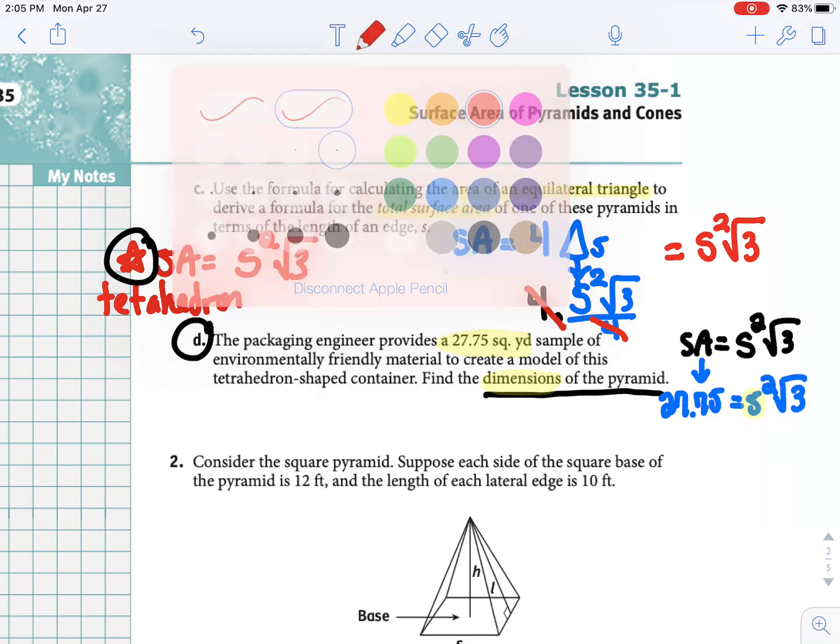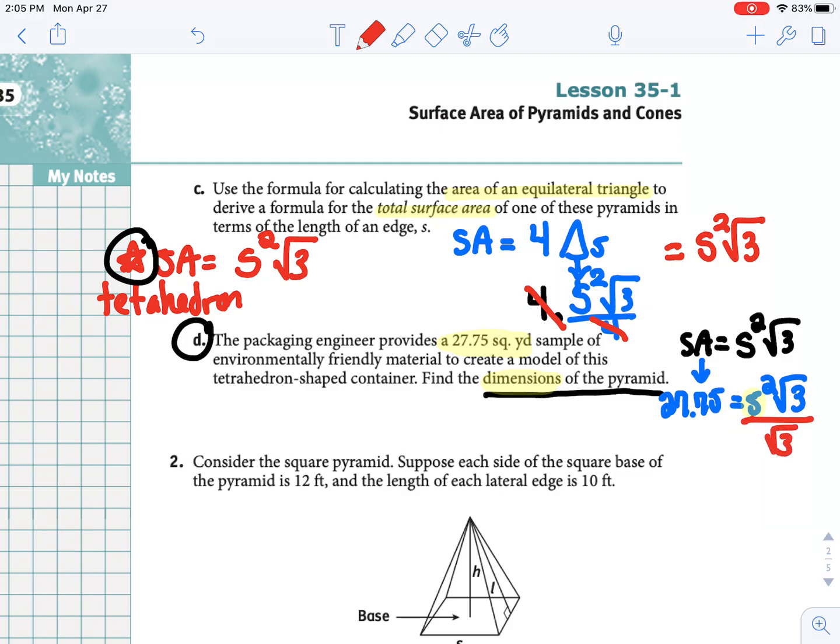To solve this equation, we will start by dividing both sides by square root 3. So if in our calculator we do 27.75 divided by square root 3, we're going to get approximately 16.02. Now, what I'm doing is leaving it in the calculator because my second step is to now take the square root of that value. If I take the square root of that 16.02, I'm going to get about 4.00 for one side.